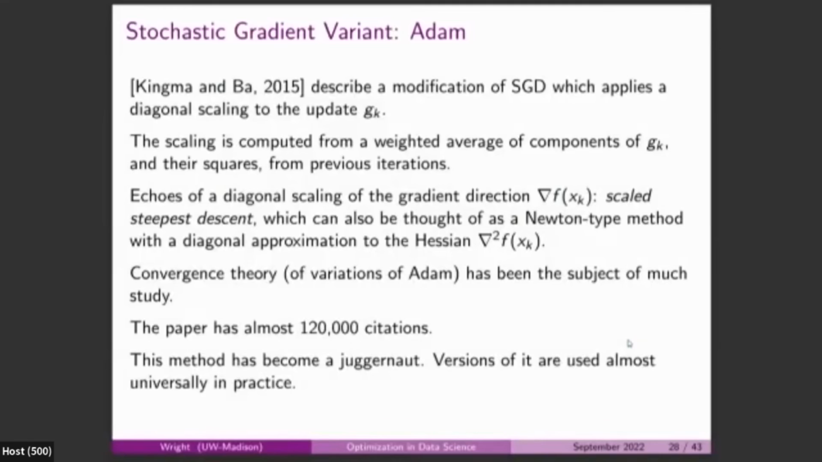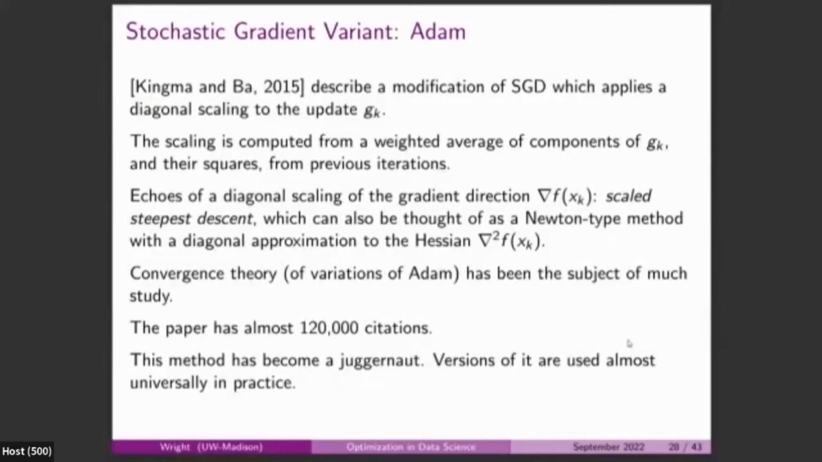And there's one that's been sensationally successful, and it's this Adam variant that was proposed in a 2015 paper, which has 120,000 citations now. Basically the idea is that you scale the components of the descent direction by keeping a running tally of what's happening to the gradient in each individual component. Okay, in a way, it's a way of automatically scaling, appropriately scaling the elements of the gradient.